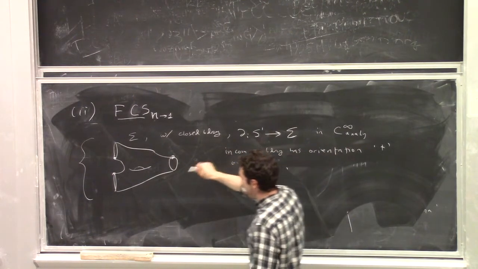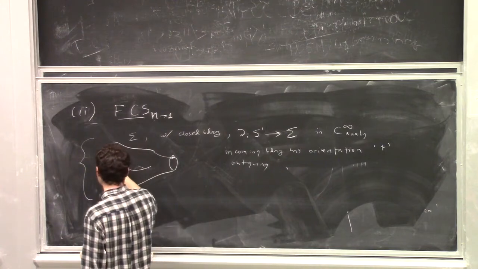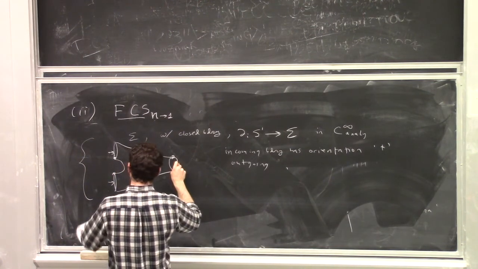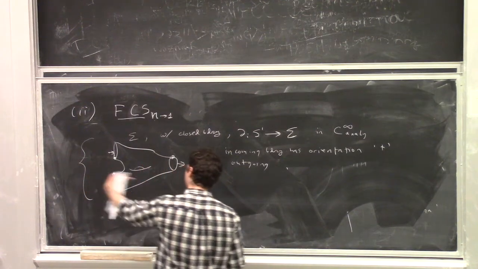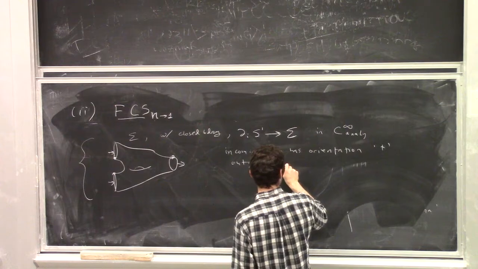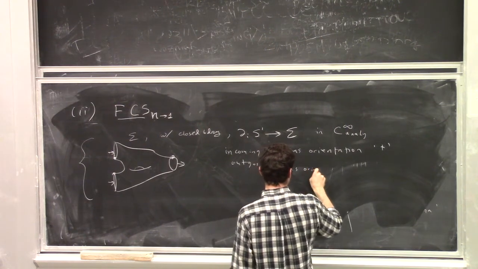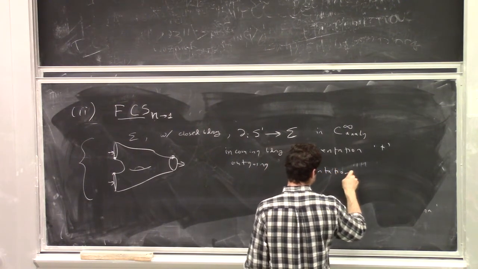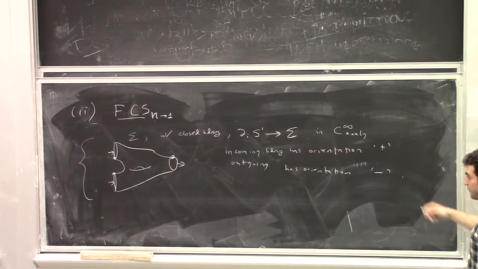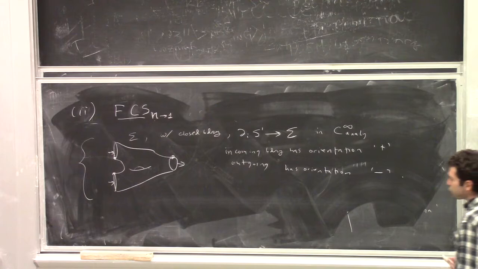So this depends on how this circle winds around. I'm going to draw the normal to the orientation because that's easier to keep track of. So I require that the incoming ones have normal pointing inwards, outgoing ones have normal pointing outwards. So I might have gotten the sign wrong. And the point is that once you have these orientation conventions, then you can glue.